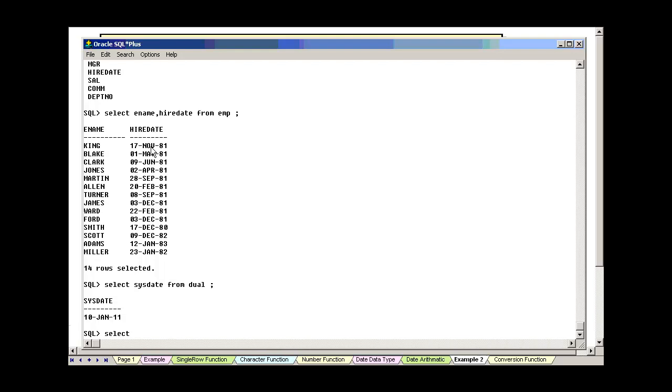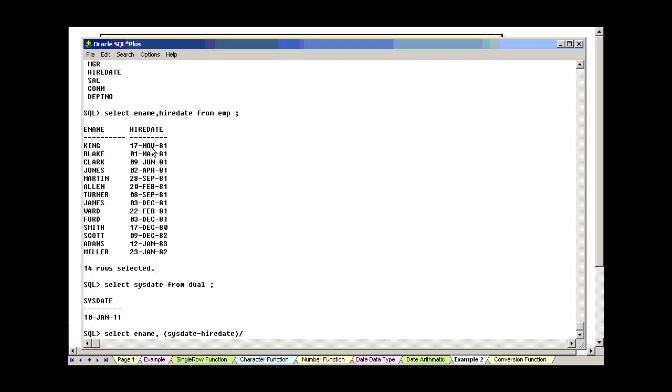So let's also get the ename, comma. So today's date is represented by sysdate, right? Minus. So what is the hire date? Okay. So I need to put a bracket. So basically, what I need to do is sysdate minus hire date. Then this will give me the number of days, and 1 week contains 7 days.